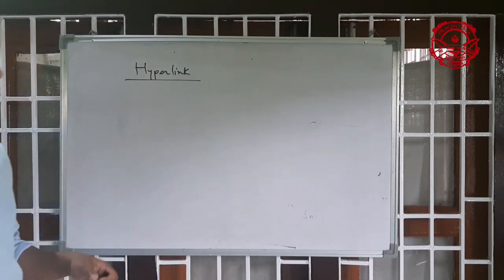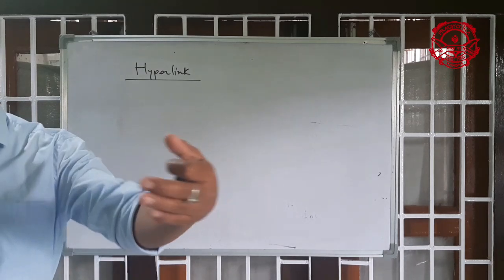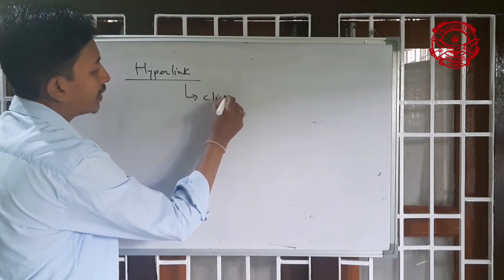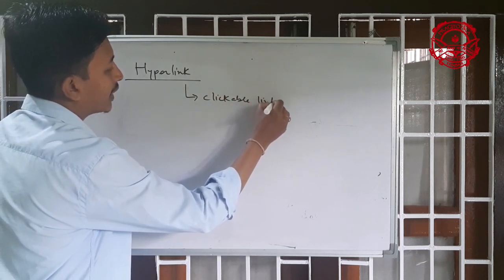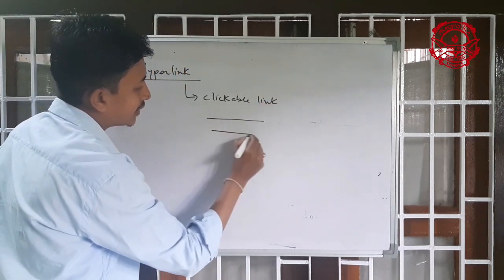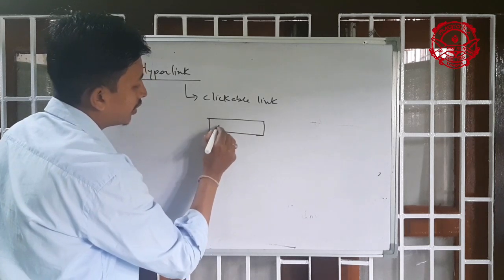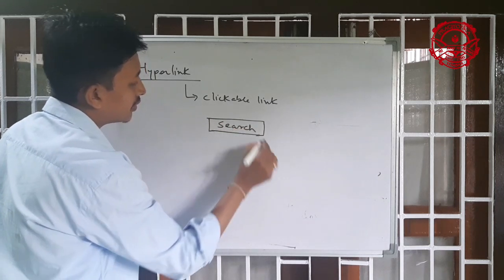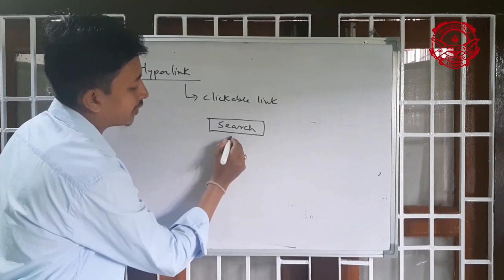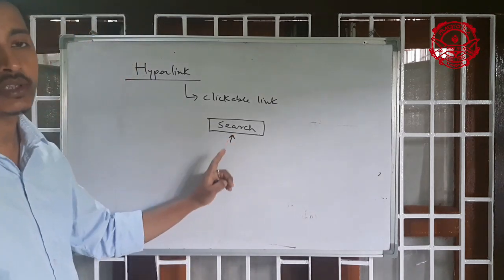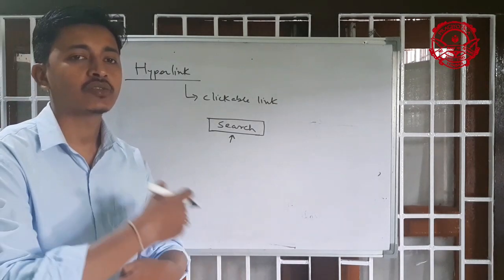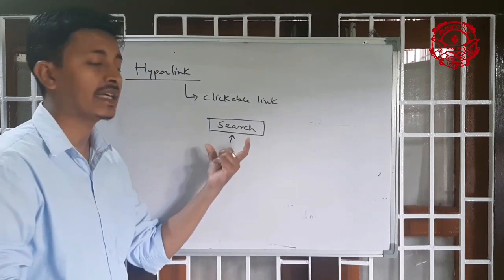First, a hyperlink is used to create a clickable link. Clickable link means what? For example, this is a button called search. In Google, you can see this type of search button. When you click on the search button, it will search the Google database. So it is called a clickable link.